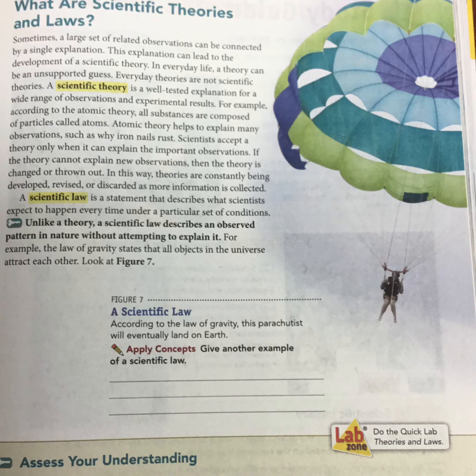A scientific law is a statement that describes what scientists expect to happen every time under a particular set of conditions. Unlike a theory, a scientific law describes an observed pattern in nature without attempting to explain it. For example, the law of gravity states that all objects in the universe attract each other. Look at Figure 7. So, according to the law of gravity, this parachutist will eventually land on Earth. Give an example of a scientific law. You are done now with this reading.